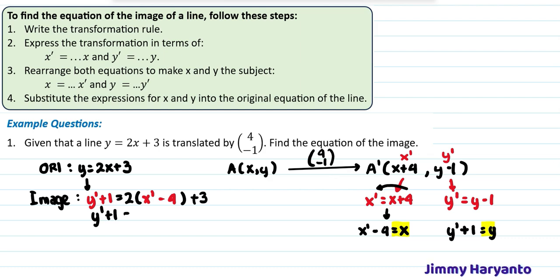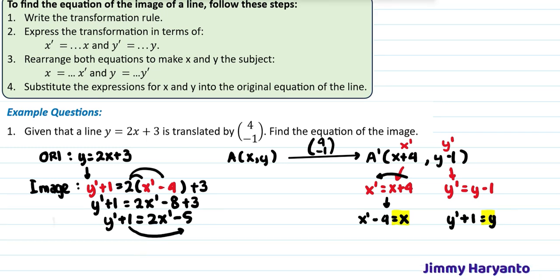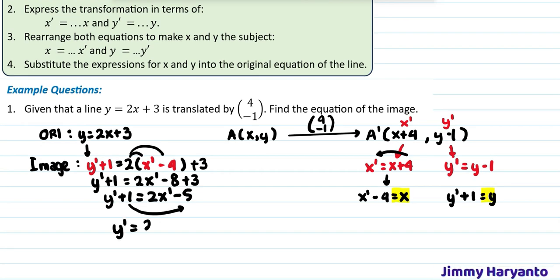So y prime plus 1 equals to, multiply this one, 2x prime minus 8, and then plus 3, and then y prime plus 1 equals to, let's simplify the negative 8 and 3. So 2x prime minus 5, and then you will move the 1 to the right hand side. You will have y prime equals to 2x prime minus 6, and then you can remove the prime after you simplify it. That means this is the image, y equals to 2x minus 6.